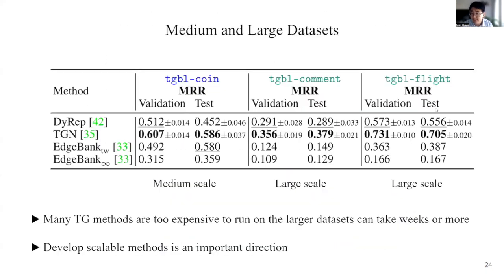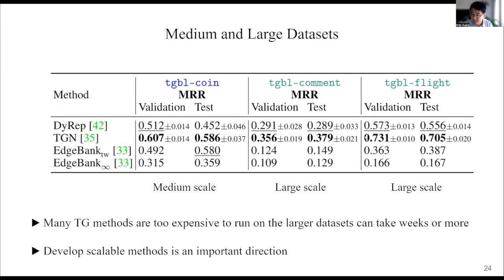For the flight data set, these are very large data sets with millions of edges, and for each of the positive edges, you sample 20 negatives. On the largest one, the flight data set, with only 20 negatives, it would already take more than 1 week to run. So it's not possible to run with all the negatives, because they also tend to have many nodes as well.